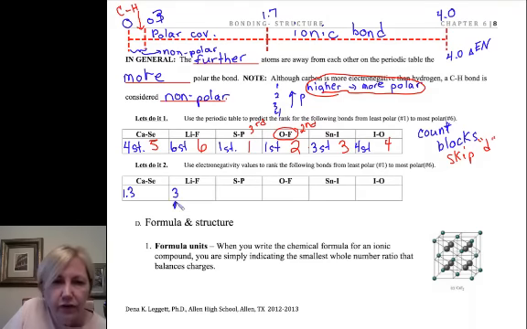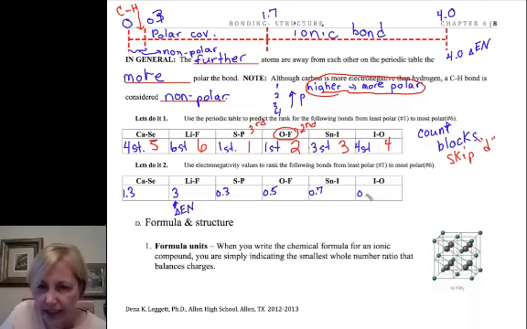These blue values are my difference in electronegativity. I just took the big one minus the small one, keeping life positive here. 0.3, 0.5, 0.7, and 0.8. So we would rank these exactly the same as what we predicted.